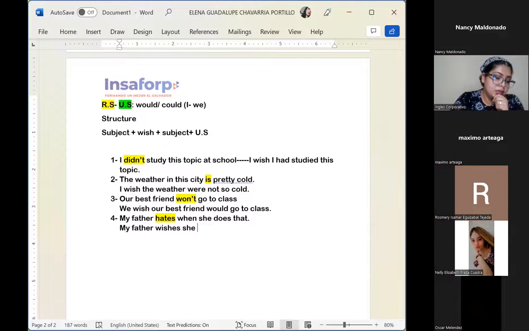And in this case, we are going to add again, would not do that. ¿Por qué no usamos el could? Porque no le estamos obligando a hacerlo, sino que le gustaría a él que no lo hiciera. Si se hiciera como una obligación or something like that, we can use could, but in this case, we are going to use would. Así que si tenemos oraciones que parezcan queja o algo por el estilo, directamente utilizamos la estructura del would.